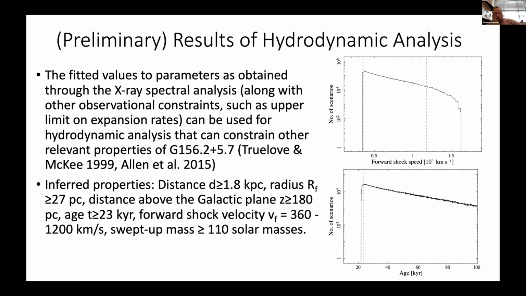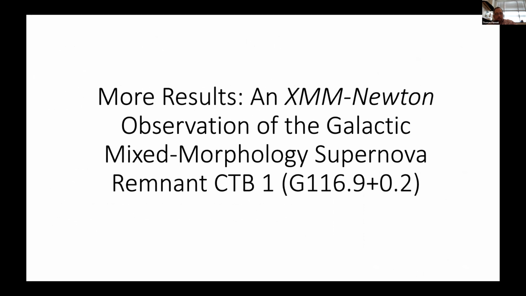We have a radius of 27 parsecs. We have an age of over 23,000 years, and we have a comparatively lower shock velocity, which can be reconciled with an older remnant like this one here. Okay, proceeding onward here.